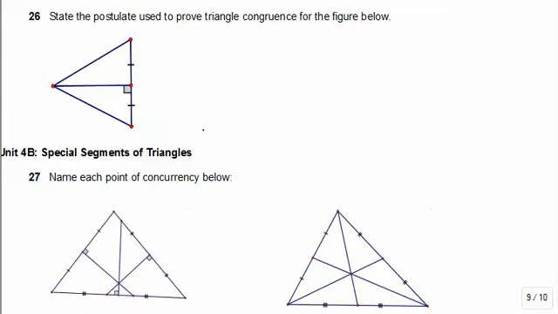State the postulate used to prove triangle congruence for the figure below. This is side. We know it's a 90-degree angle, and they share this side. So side, angle, side.